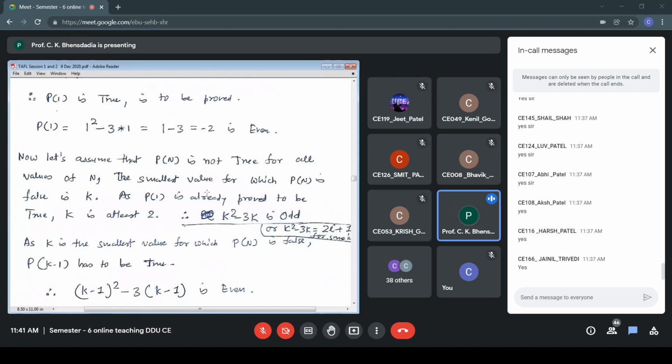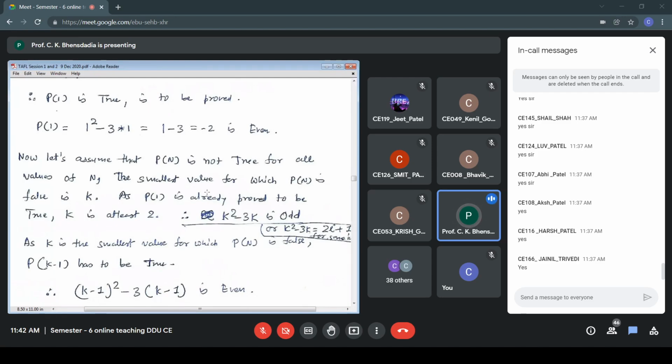Assumption part: k square minus 3k is not even. That expression we have got. Now for k minus 1, it is true. For k, it is false. And we'll get another expression. Between these expressions, we always look for the contradiction. We need a contradiction. So P(k minus 1) is true.